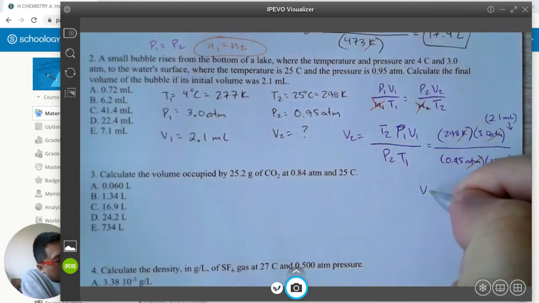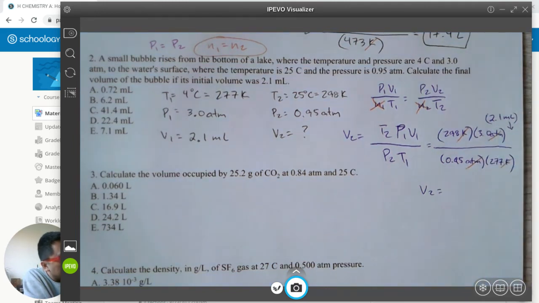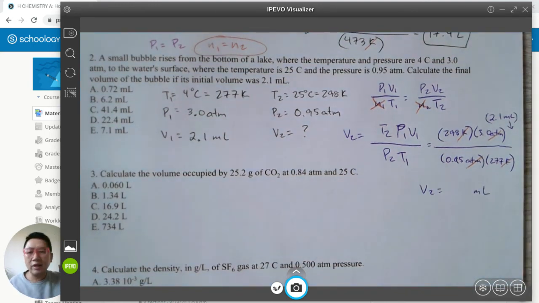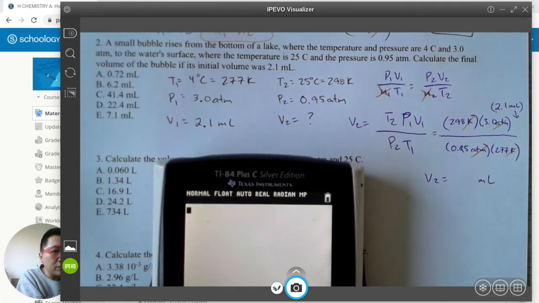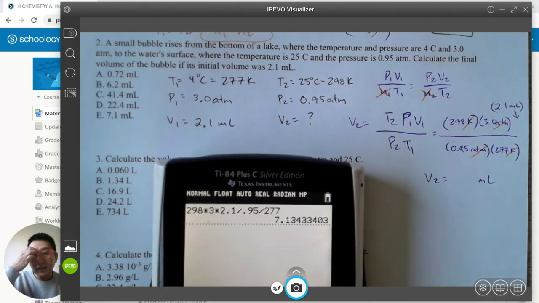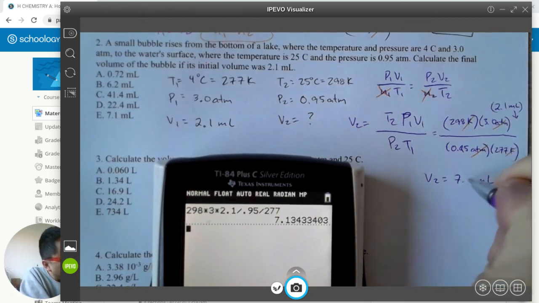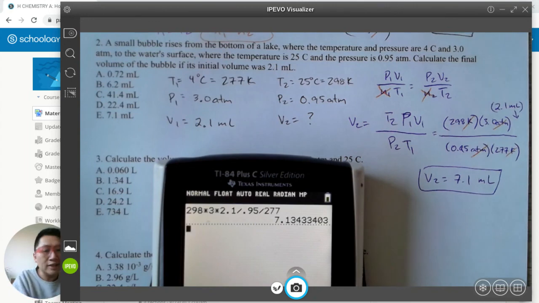So the volume of this thing will be whatever 298 times 3 times 2.1 divided by 0.95 and 277 is, in milliliters. So what is that on a calculator? Well, I don't know, but I have a calculator. I got 7.134. This is technically 2 significant figures because of that 0.95. That rounds to 7.1 milliliters, which of course the answer was E.